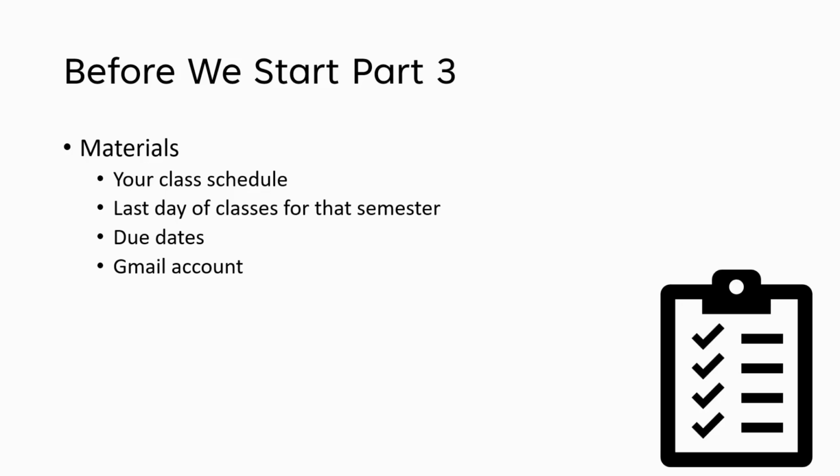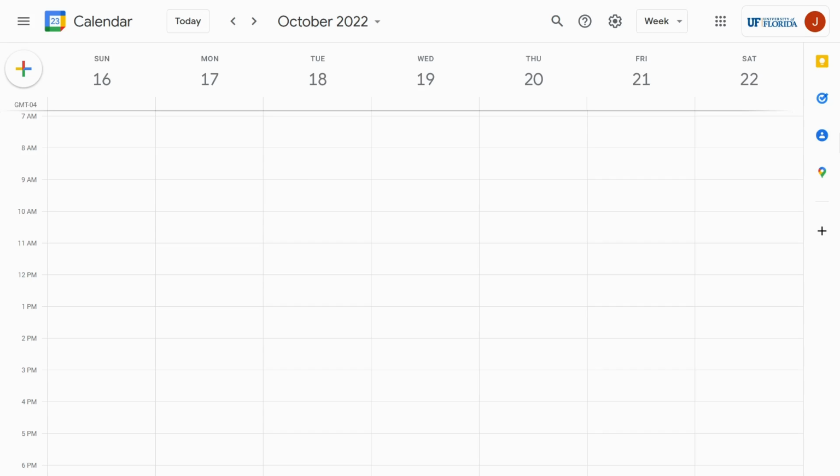With this information out of the way, we can get started in the tutorial. So now we're in Google Calendar. We're in the week view. As you can see, we can see the full week. And in this tutorial, we're gonna use ENC 3250 as an example, where this class takes place at 10:40 up to 11:30 a.m. on Mondays, Wednesdays, and Fridays.